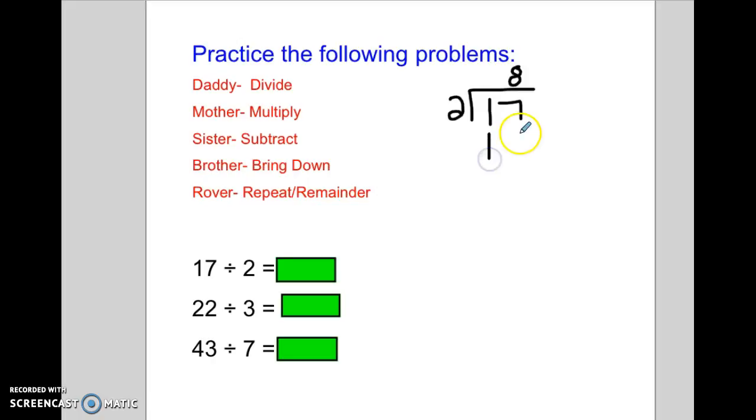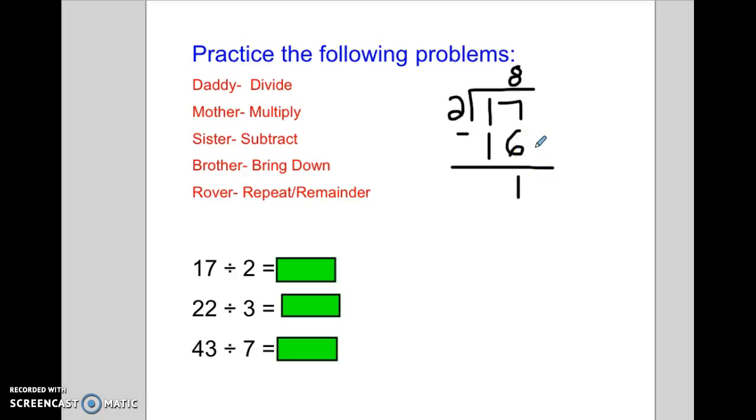I'm going to write 16 down here. And then I get to go to sister. I get to subtract. All right, 7 minus 6 is 1 and 0, so I get 1. Now I get to bring down. Now in this case, I have nothing to bring down. I can't bring it down, so it's not going to work.